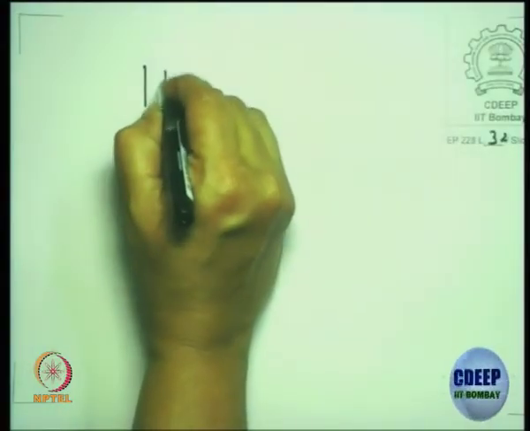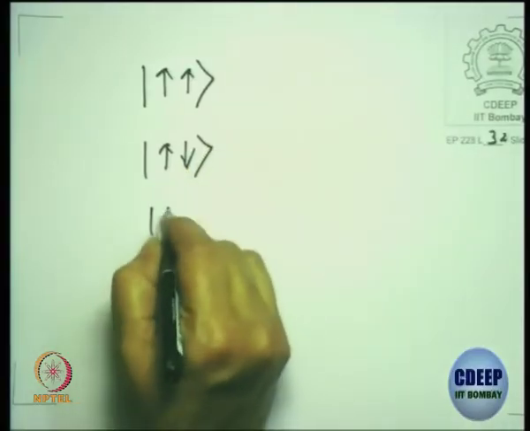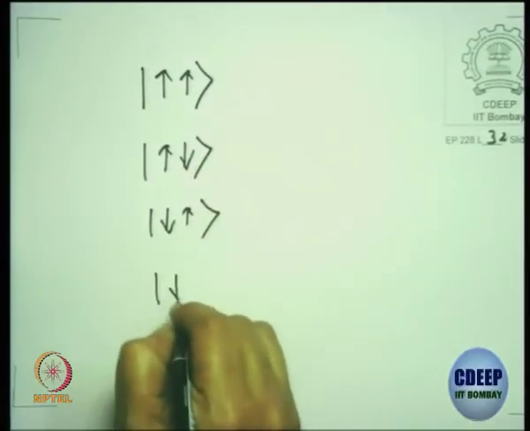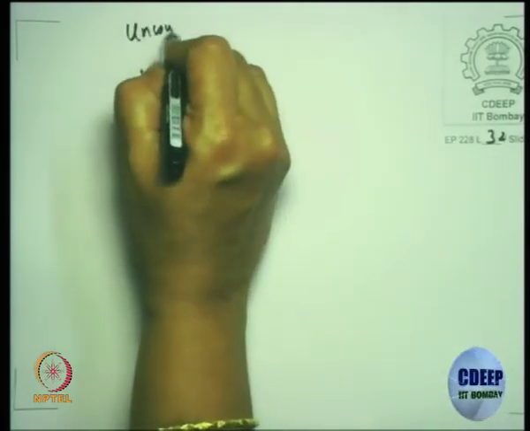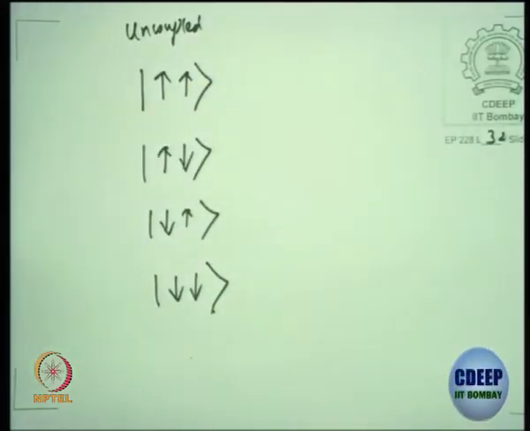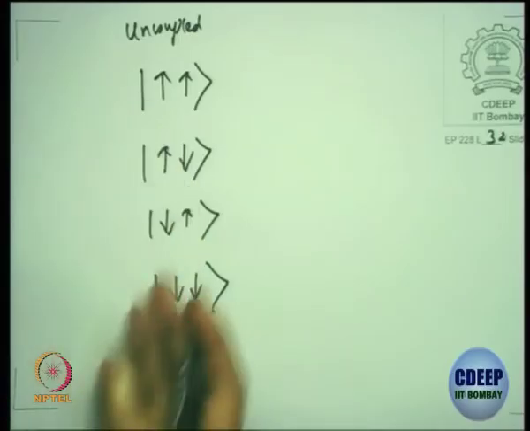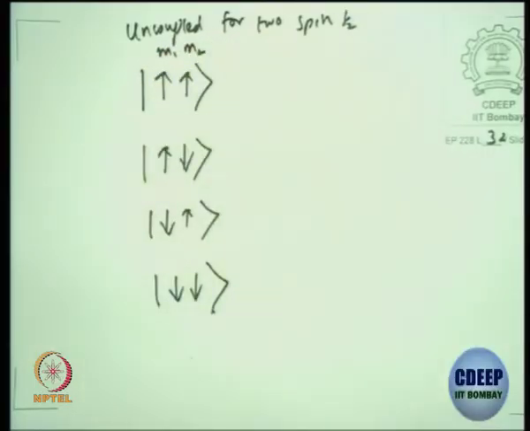So formally we can suppress the J1 and J2 and write up up, up down, down up and down down. This is the uncoupled basis. I am not going to put J1 and J2, which is half half, but we can just remember that it is for two spin half. I am only writing the M1 and M2, I am not writing the J1 and J2.